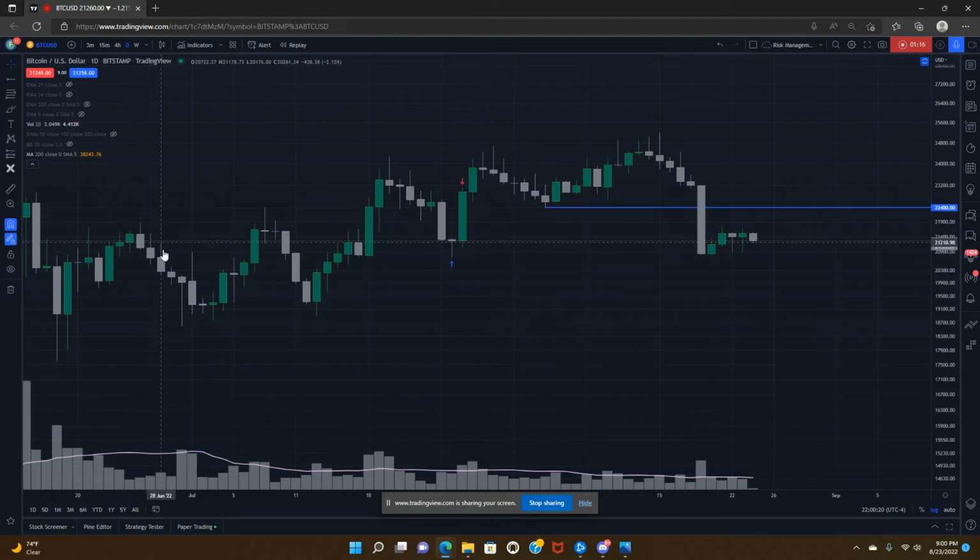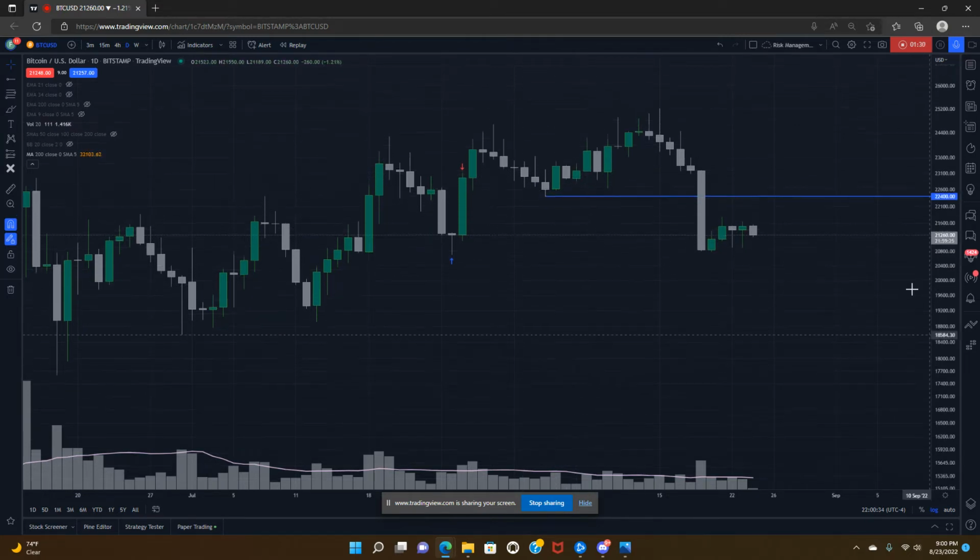An uptrend. You've got high, higher low, higher high, higher low, higher high, higher low, higher high, higher low, higher high. And then this low gets broken here. So there's your break of structure.